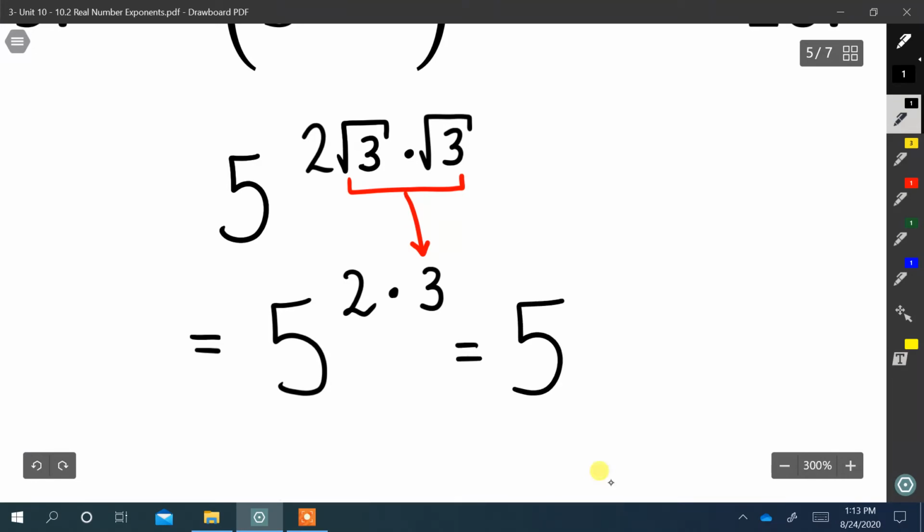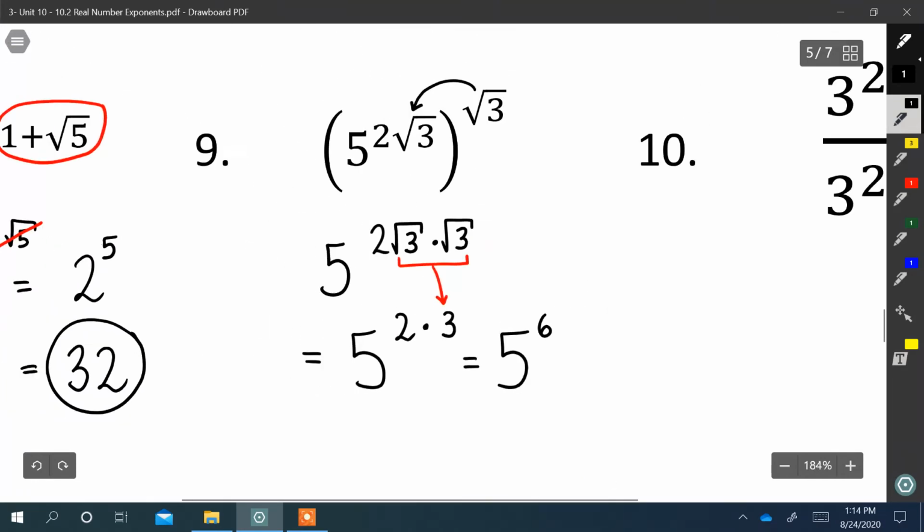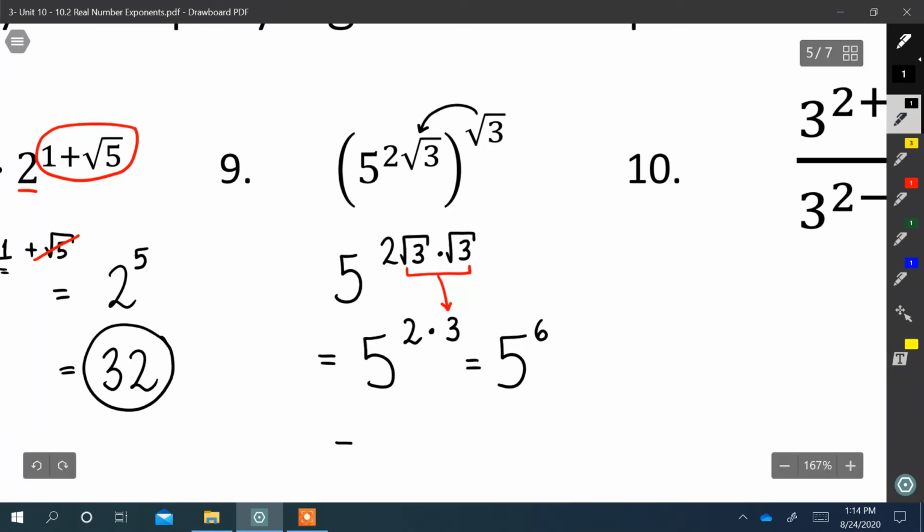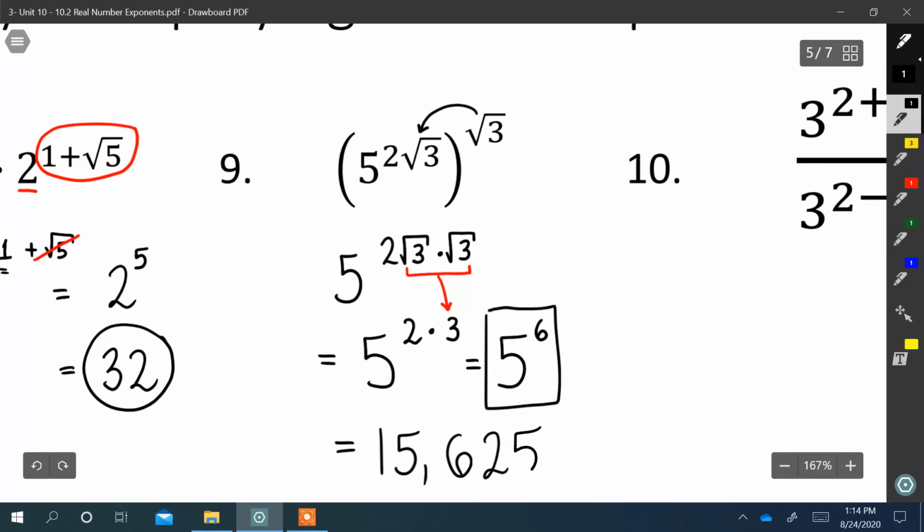You know, 2 times 3 is 6. So now we have 5 to the 6. I'm not sure what that is, so I'm going to use my calculator for that. We have 5 to the 6. It's a huge number. If I wanted to, I could write the answer like this, but I do want to give you the big answer, which is this right here.